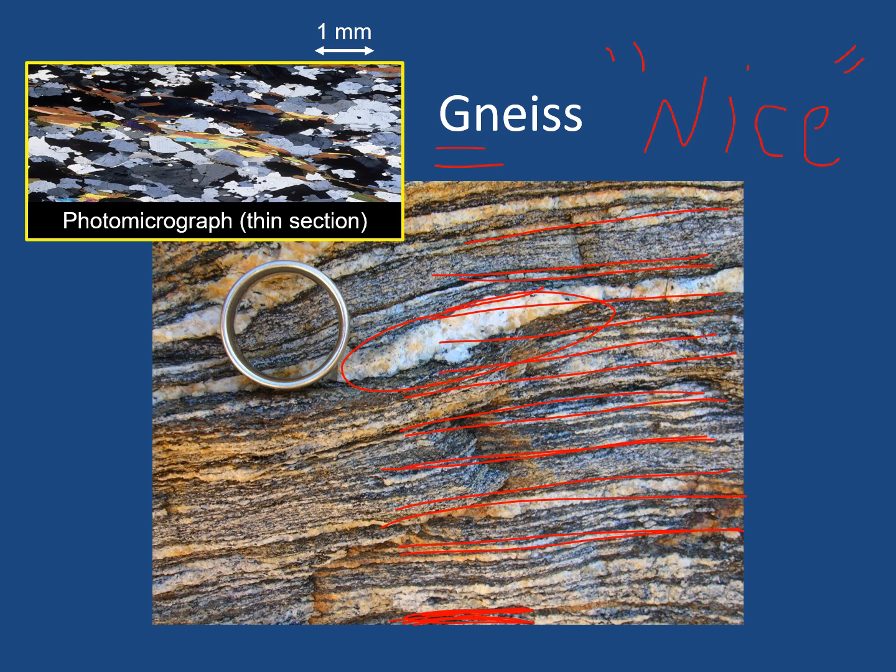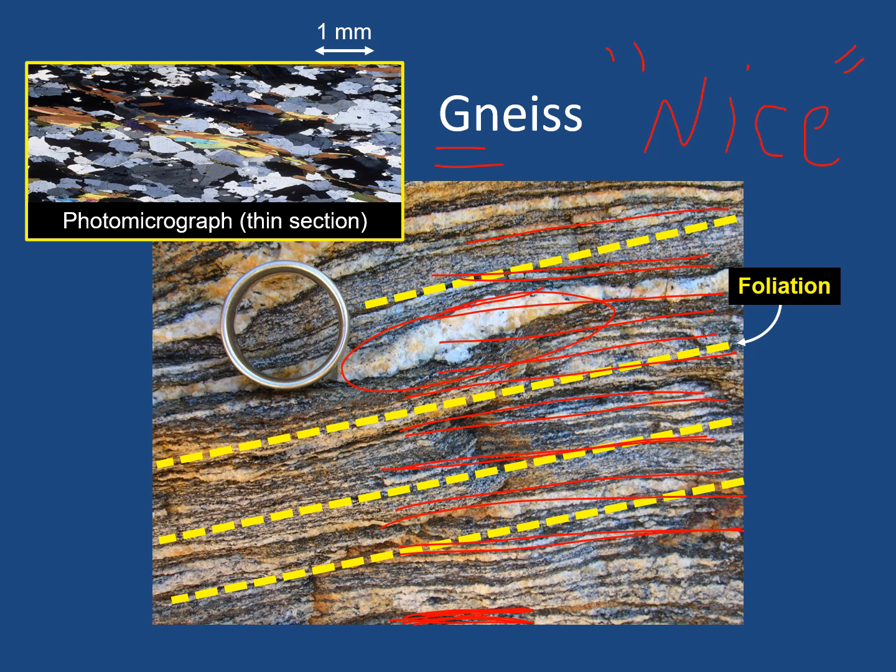So that's the main difference between schist and gneiss. Gneiss is banded, as you can see here, and schist is not. And both schist and gneiss tend to be medium to coarse-grained.